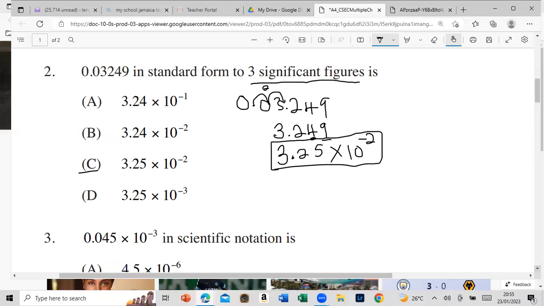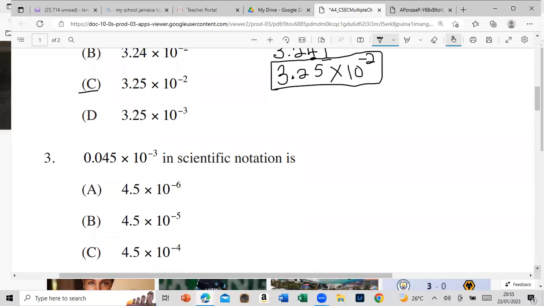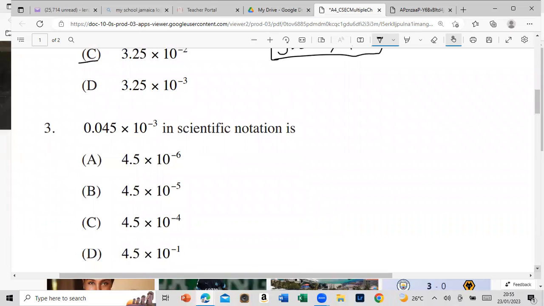Alright, this one now, it says 0.045 times 10 to the minus 3 in scientific notation is. So they want you to tell them how that will be written in scientific notation. Alright, so let's go. So it's 10 to the minus 3.